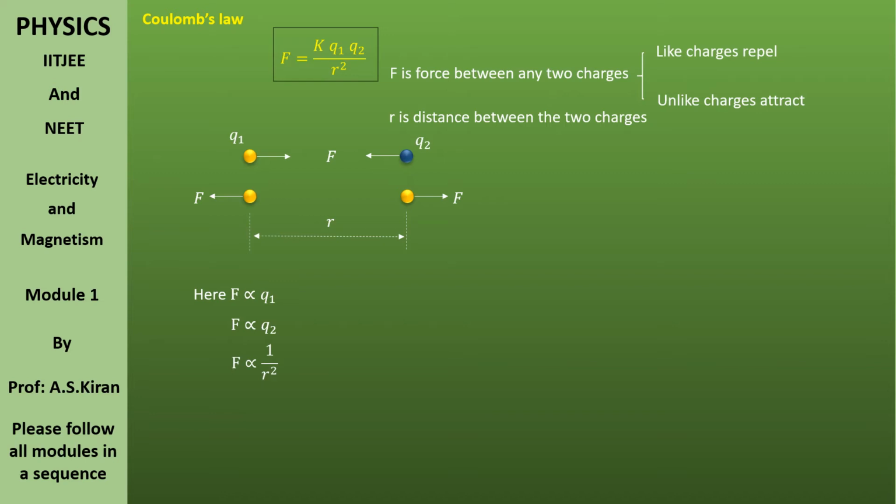R is the distance between the two particles. If we decrease R, F will increase. If we increase R, F will decrease. Of course, agreed. But why are we taking R square here?